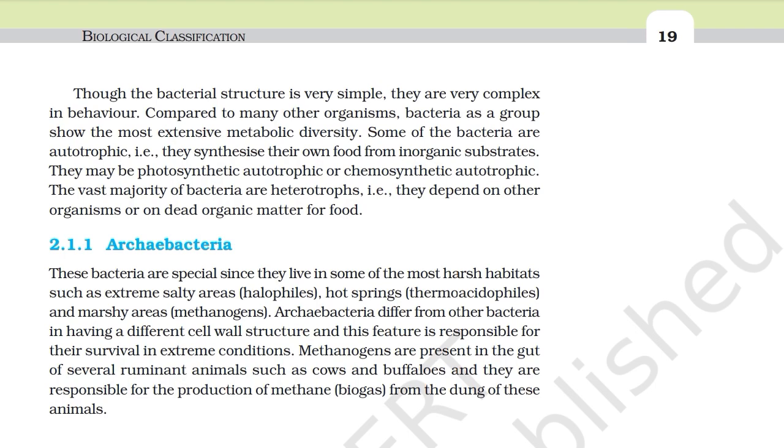Archaebacteria. These bacteria are special since they live in some of the most harsh habitats, such as extreme salty areas (halophiles), hot springs (thermoacidophiles), and marshy areas (methanogens). Archaebacteria differ from other bacteria in having a different cell wall structure, and this feature is responsible for their survival in extreme conditions. Methanogens are present in the gut of several ruminant animals such as cows and buffaloes, and they are responsible for production of methane, biogas, from the dung of these animals.